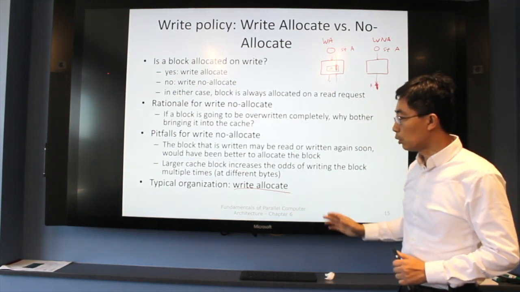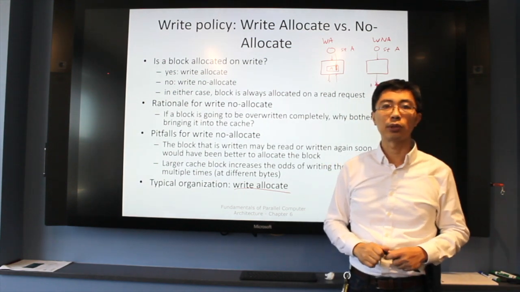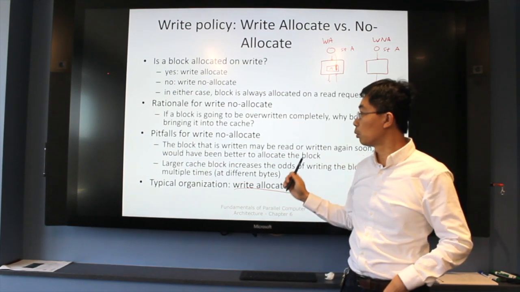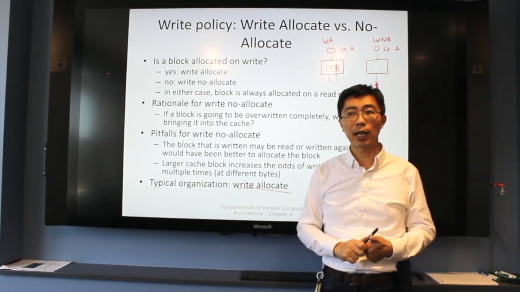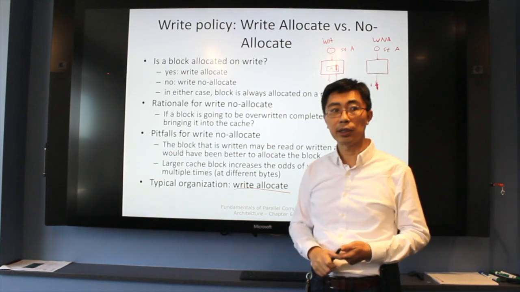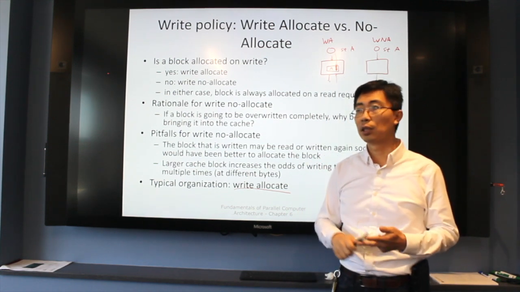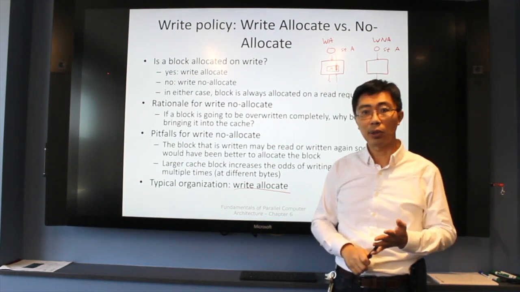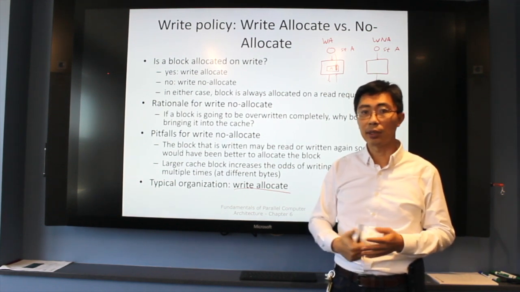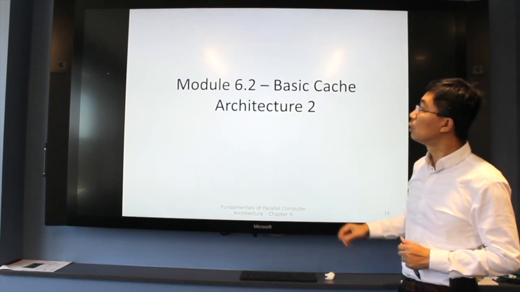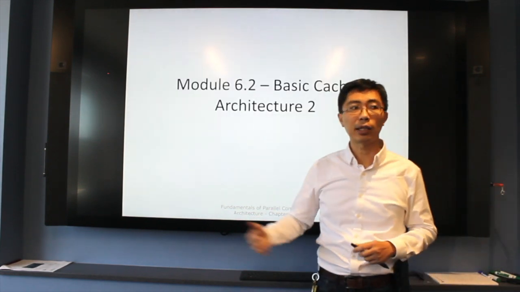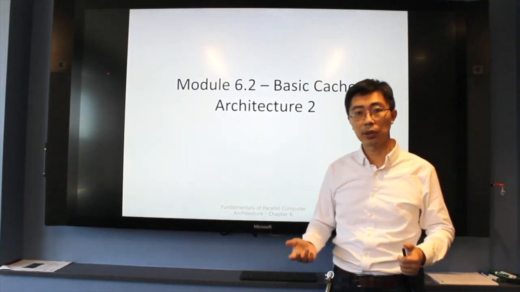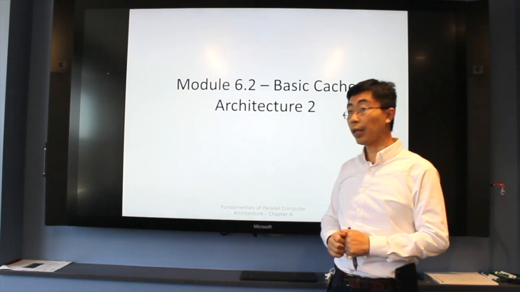Alright, so this ends our coverage of the first module, chapter 6. We talked about basic cache architecture, how to address it, how the cache works, how to index it, how to replace a block, and the write policy. In the next module, we will look at other cache design issues, including inclusion policy and so on. Okay, until next time.